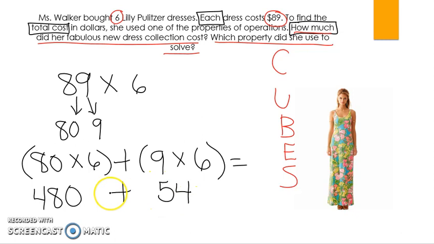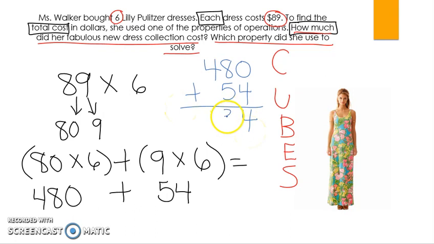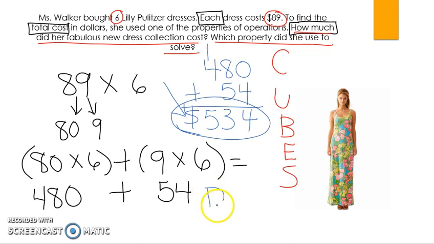And now we want to add them together. I'm going to rewrite the problem so that it is easier for us to see vertically. So we're going to have 480 plus 54. 0 plus 4 is 4. 8 plus 5 is 13. Regroup my 100. 4 plus 1 is 5 for a total of $534. Don't forget to put your dollar sign since we are working in money. So that is the cost of Miss Walker's fabulous new dress collection. And remember, she used the distributive property of multiplication.